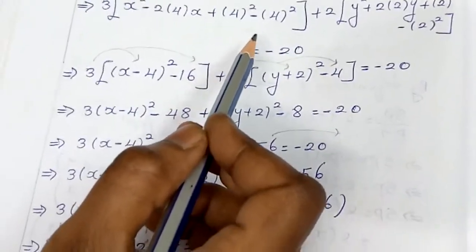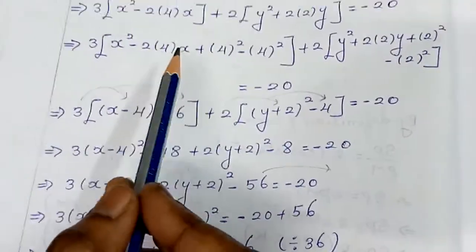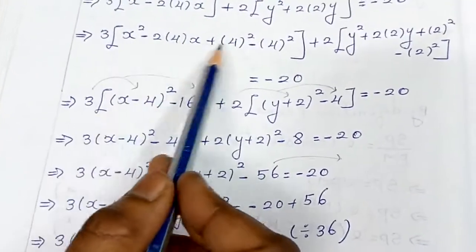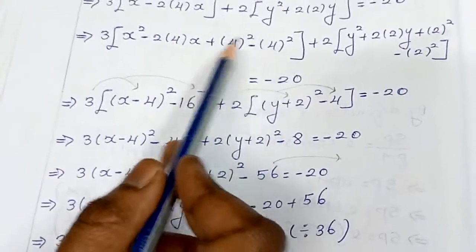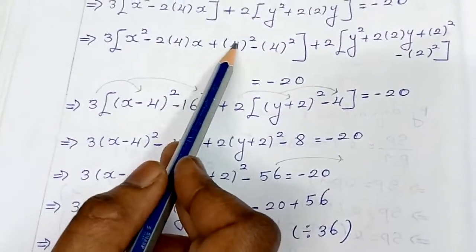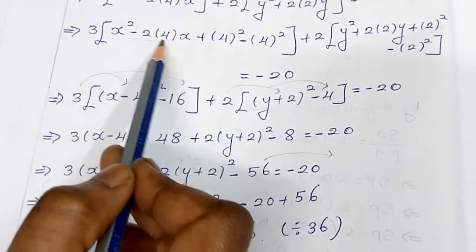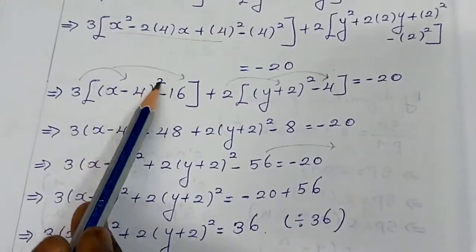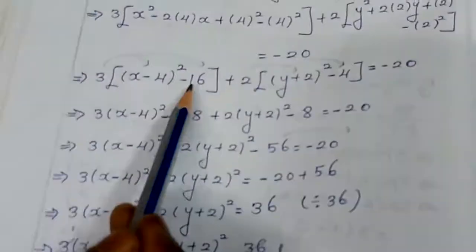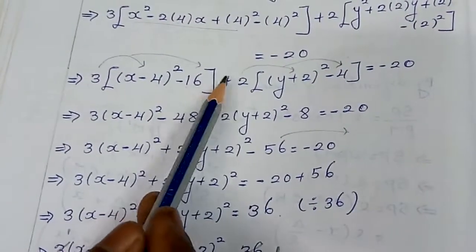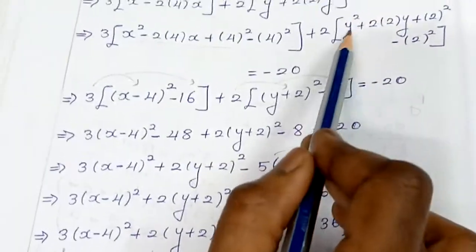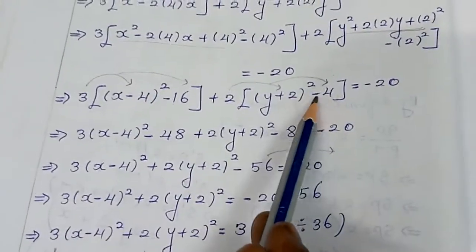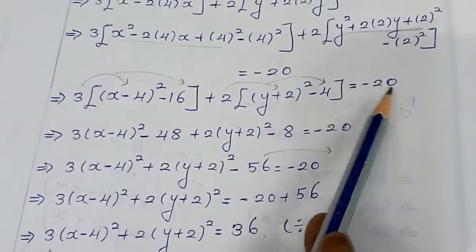Now what we are going to do is, just I am seeing this middle term, students, that is you are going to take only the positive value. In plus or minus, you are going to take only the positive value. If you combine all these three, you will get x minus 4 the whole square, that is a minus b the whole square. Minus 4 square can be written as minus 16, plus 2 into all these three values combined together, y plus 2 the whole square minus 4 equal to minus 20.